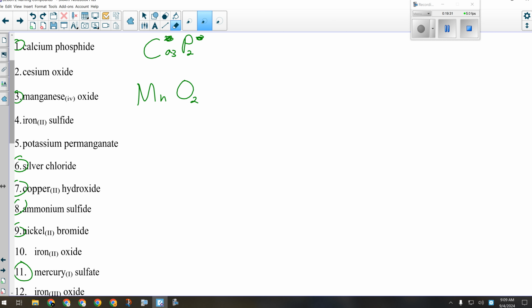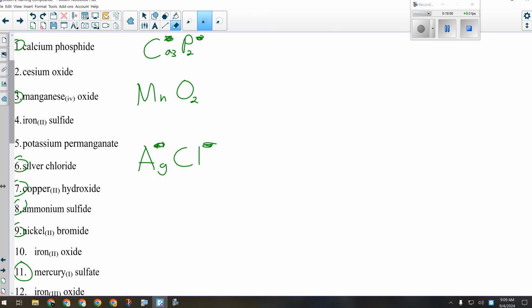Number 6, silver chloride. All right, so silver is Ag, and it's a +1. Chlorine is in group 17, where everything is a -1. That looks good to me. Done, because we don't write the ones.